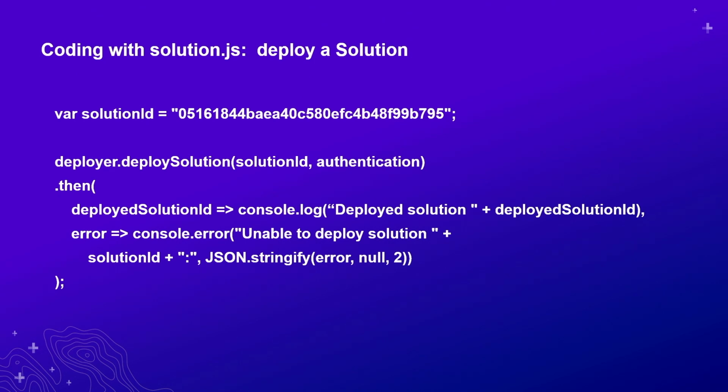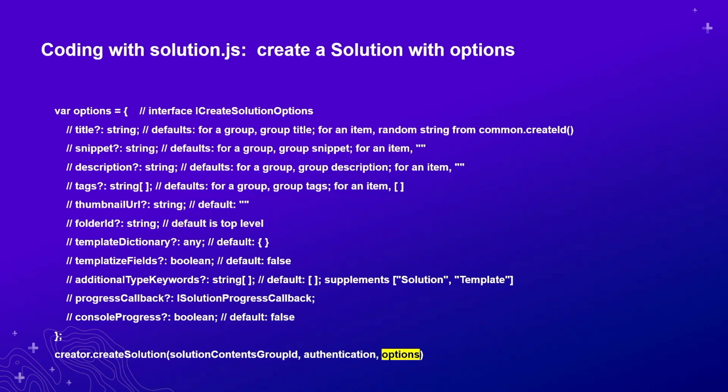Now, by default, when you supply a group to create solution, the title, the description, and the snippet are all taken from the group to create the solution item. You may not want that. You may want to override it.